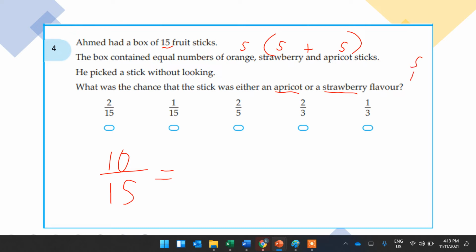Numbers that end in 0 and 5 are both divisible by 5, because that's just how 5 times tables works. 5, 10, 15, 20, 25, and so forth. It's always going 5, then 0, 5, and 0, 5, and 0. So I know it can divide by 5. 10 divided by 5 is 2. And 15 divided by 5 is 3. So 2/3 is our answer.